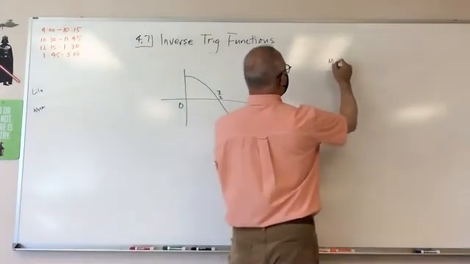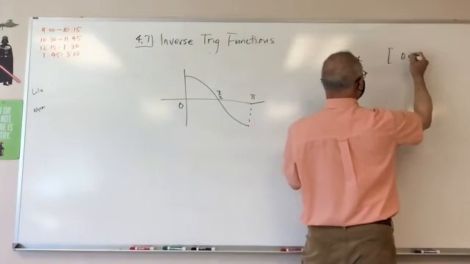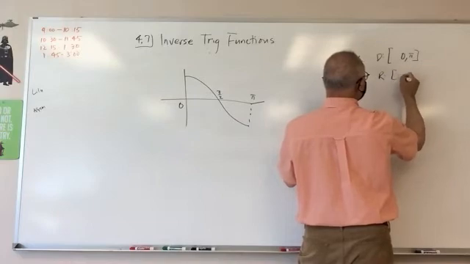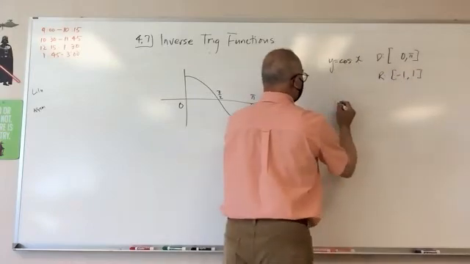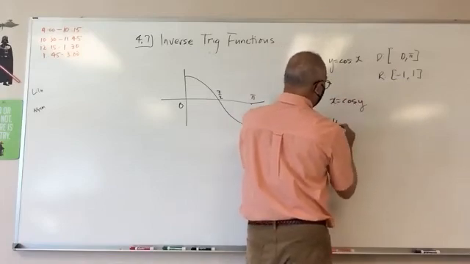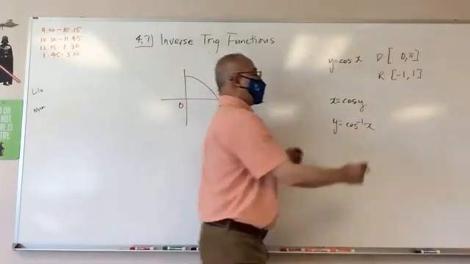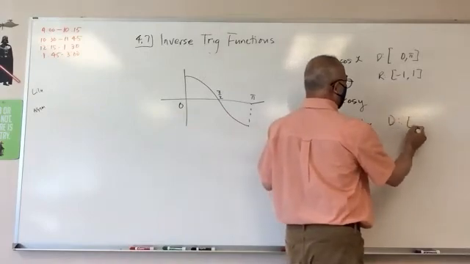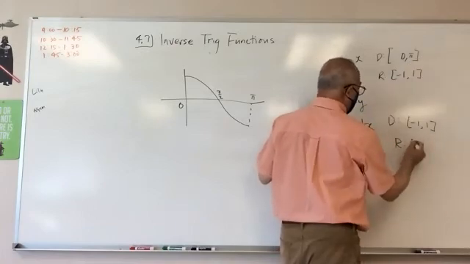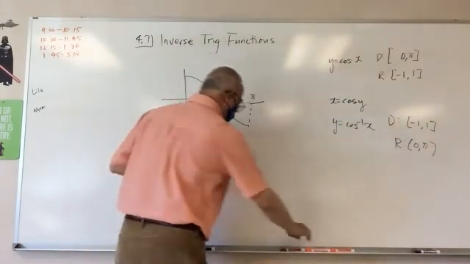Okay, so the original graph is y is equal to cosine x. The domain is 0 to pi, range is -1 to 1. So if I swap the x's and the y's, I get x is equal to cosine y, y is equal to the arc cosine of x. What's my domain now? -1 to 1. Range is this guy here, 0 to pi.